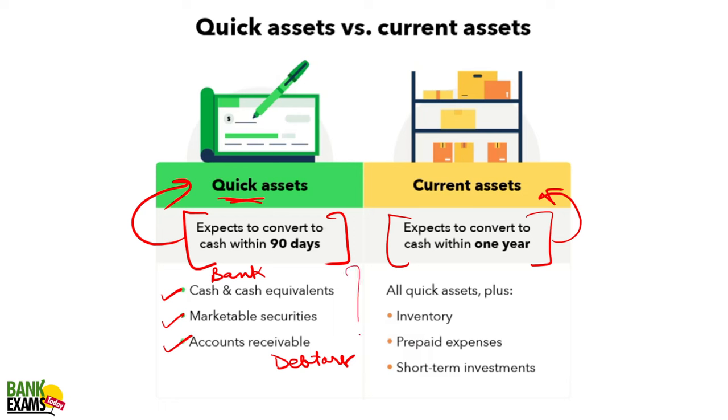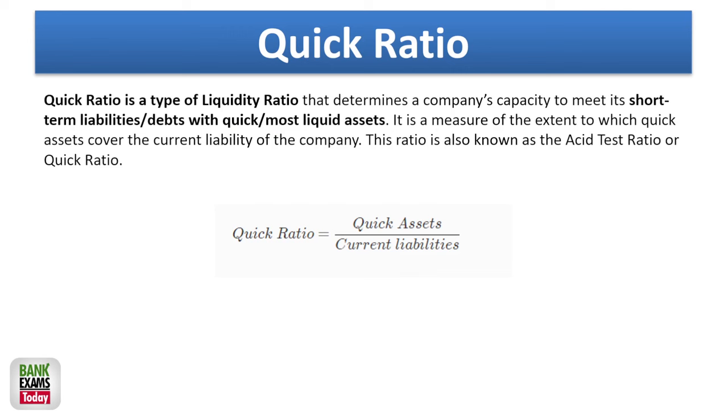So what are current assets? Current assets include all the quick assets plus inventory. Sometimes inventory may not be sold within 90 days. It may take more than 90 days. Inventory, prepaid expenses, short-term investments. So all these are current assets, but not quick assets. So please remember that.